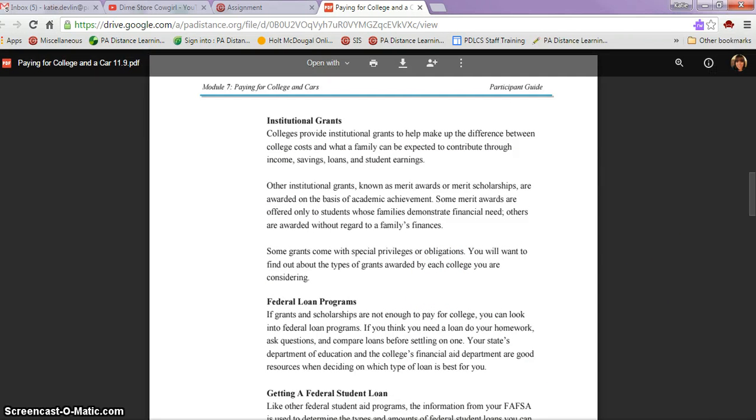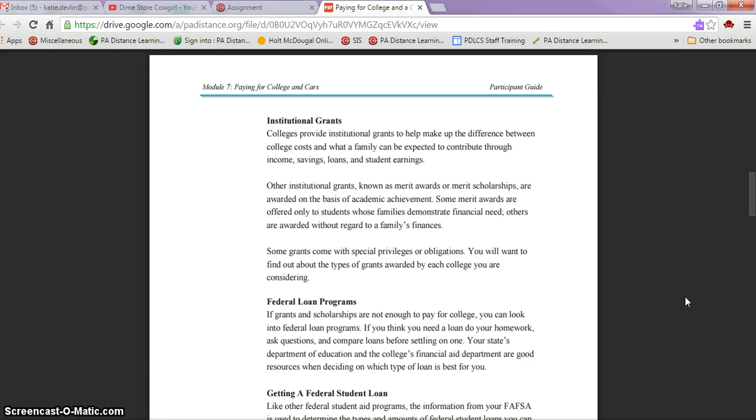Institutional grants. Colleges provide institutional grants to help make up the difference between college costs and what a family can be expected to contribute through income, savings, loans, and student earnings. Other institutional grants, known as merit awards or merit scholarships, are awarded on the basis of academic achievement. Some merit awards are offered only to students whose families demonstrate financial need. Others are awarded without regard to a family's finances. Some grants will come with special privileges or obligations. You will want to find out about the types of grants awarded by each college you are considering.